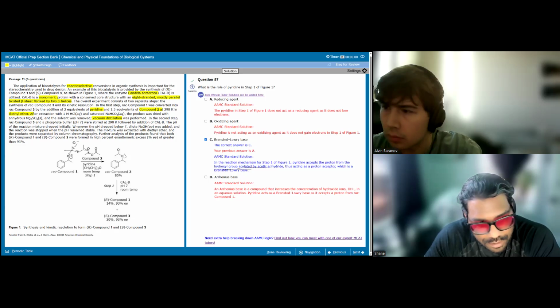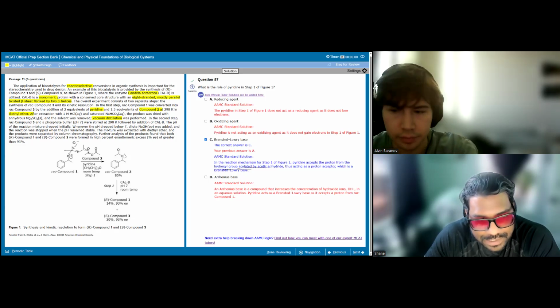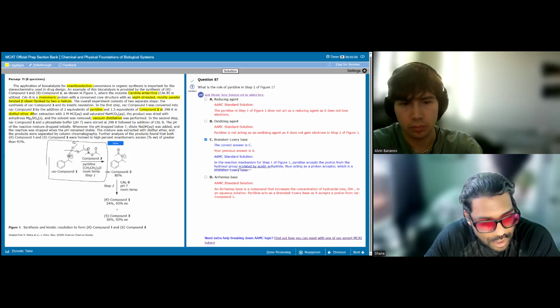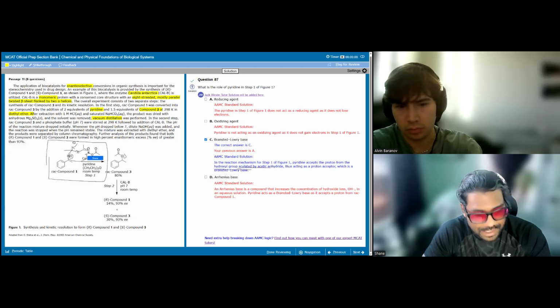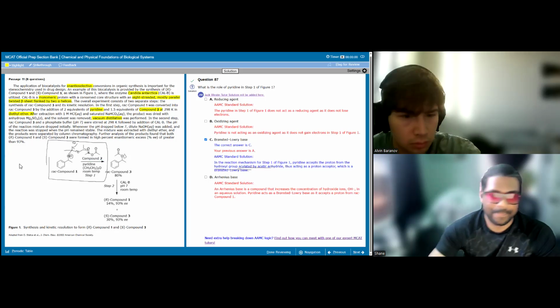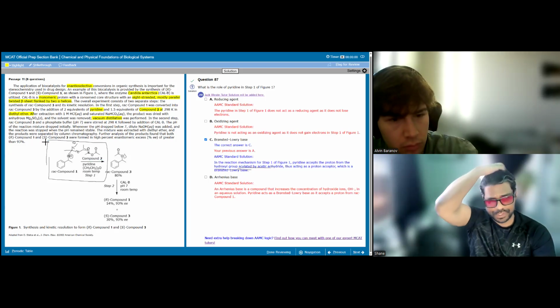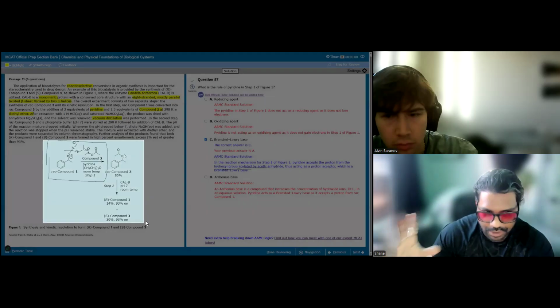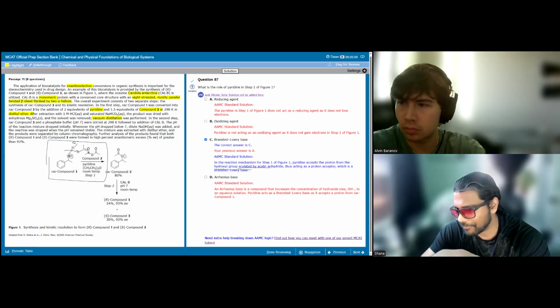And you should be able to see this and know that this attacks that, right? Part of what I always say is, if you see a hydroxyl group, think nucleophile. If you see a carbonyl group, think electrophile.